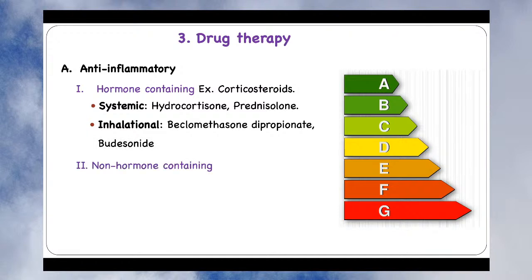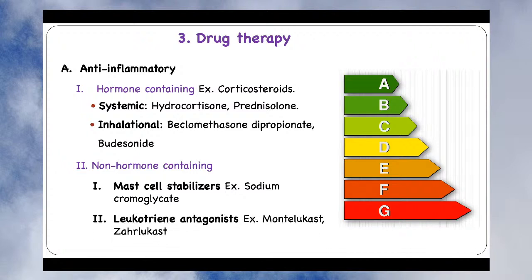Second category is non-hormone-containing. The drugs belonging to this category are mast cell stabilizers. They just stabilize the mast cell so that there is no release of the chemicals. If you can stabilize their membrane, there is no release of histamine, 5-HT, leukotriene, and since these chemicals are not released, it will not produce the pathophysiological phase, and there is no symptom of asthma. So you can use a mast cell stabilizer.